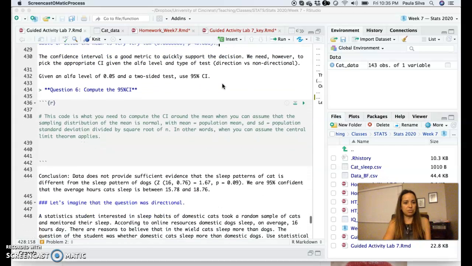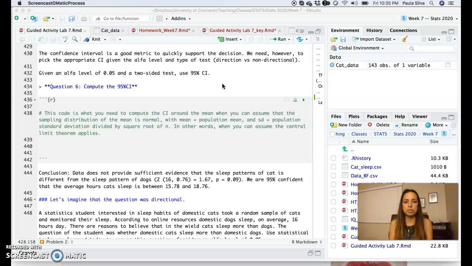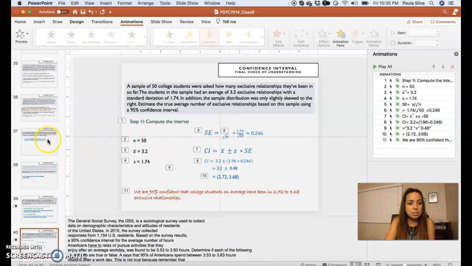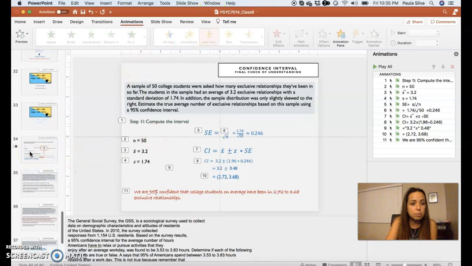Now, the confidence interval is a good metric to quickly support the decision. We need, however, to pick the appropriate confidence interval given the alpha level and type of test direction. Directional versus non-directional. So for non-directional tests, and an alpha level of 0.05, the confidence interval that goes with it is the 95% confidence interval.